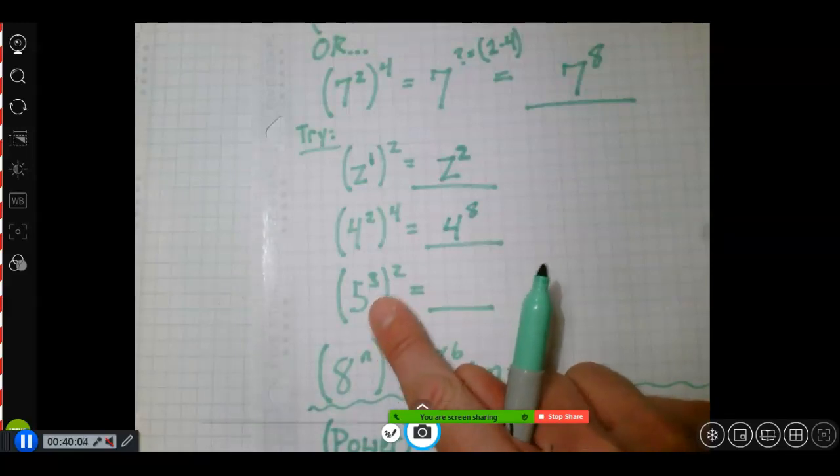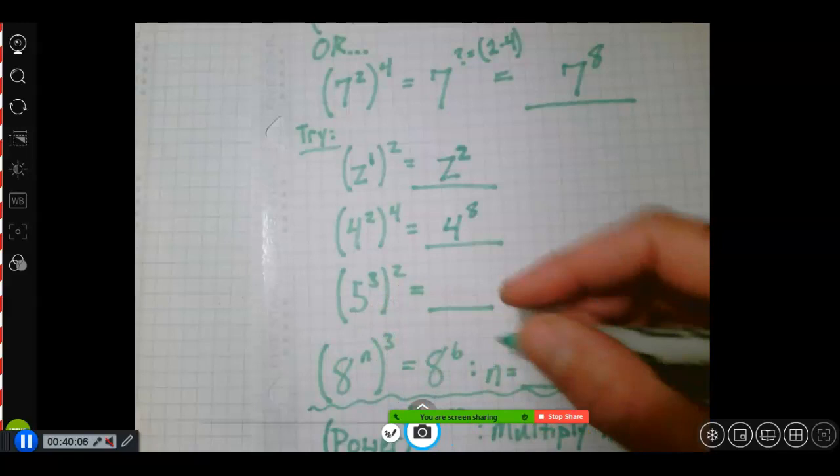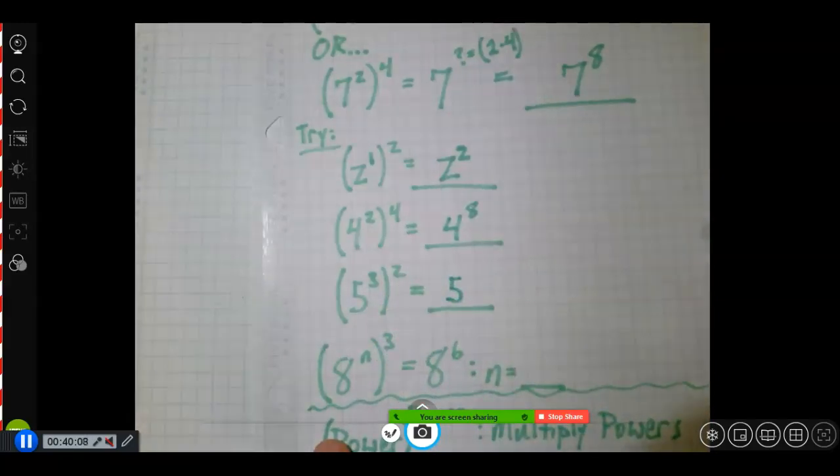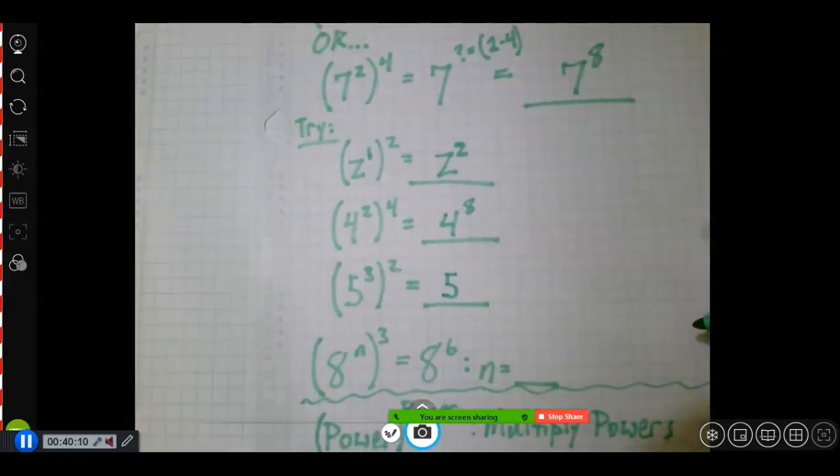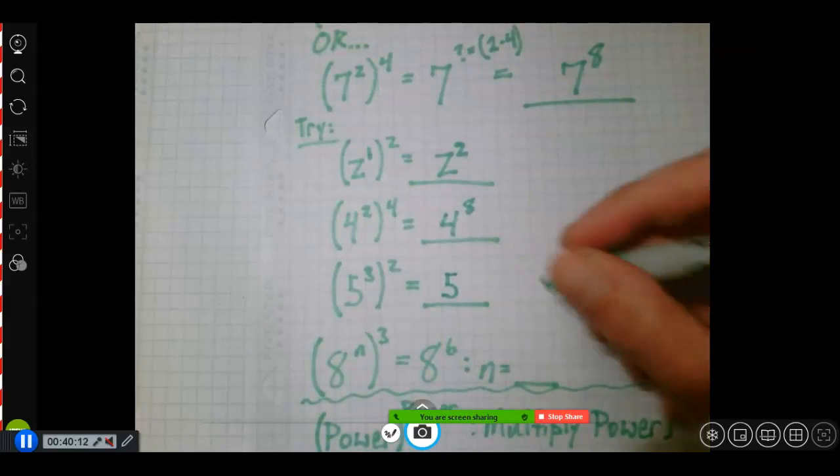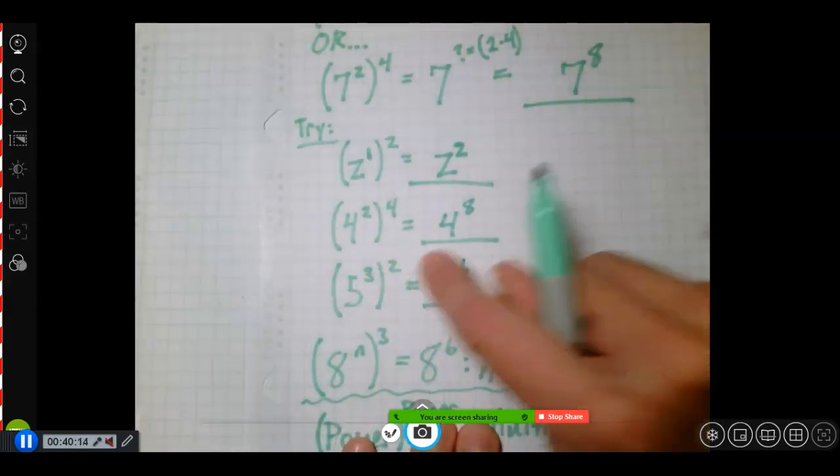Rachel, what is 5 to the 3rd to the second still using 5 as our base? 5 to the 6th power. Yeah, because we multiply the 3 and the 2.